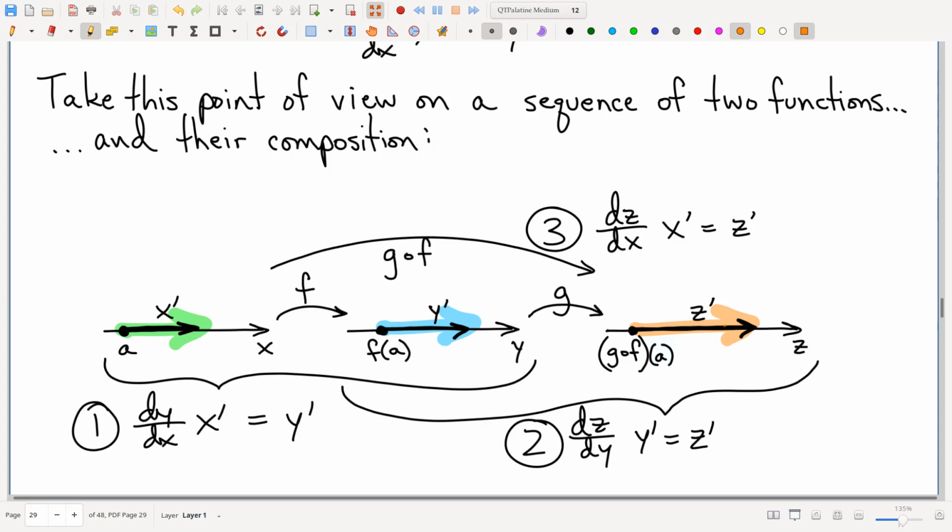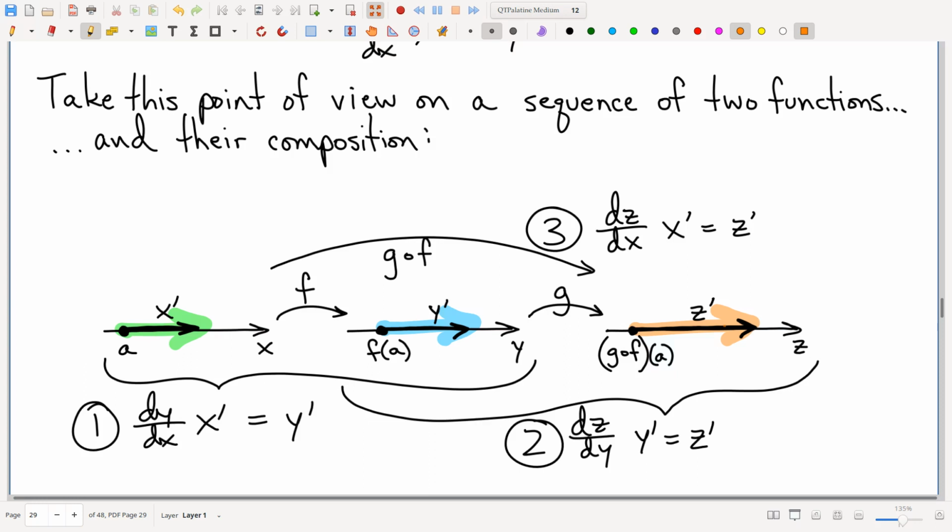Well, that's what the derivative of f does. The derivative of f, dy dx, is what I multiply by green to get blue. Let me say that a little bit differently. It's the factor that I multiply by green to get blue. And that's what's written in this equation 1 down here. Equation 2 is kind of the same thing. Equation 2 says that the derivative of g, dz dy, is the factor that I multiply by blue to get orange. Again, I'm just thinking of derivatives as factors, what I multiply by an input velocity to get an output velocity.